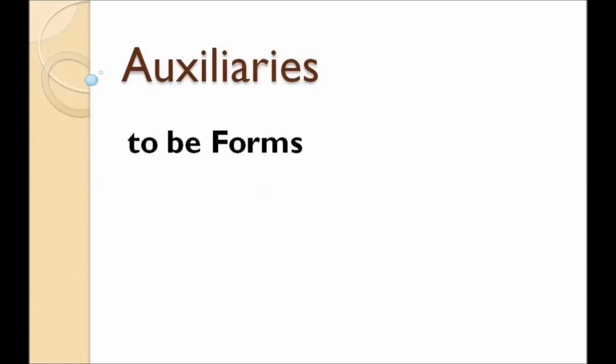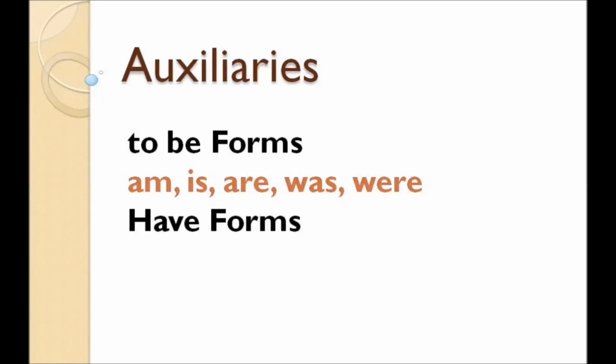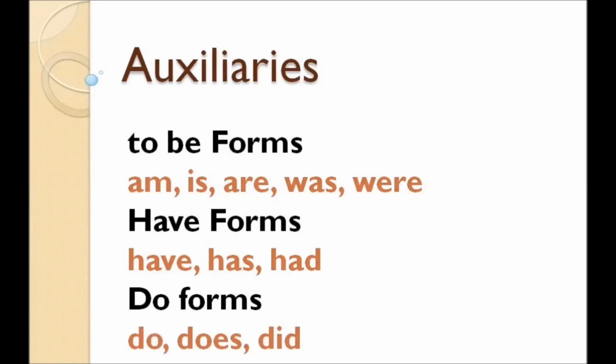Beside main verbs, auxiliaries are also important. Often they help the main verbs. They are also called helping verbs. These are the forms of to be, that is am, is, are, was, were. To have forms: have, has, had. To do forms: do, does, did.